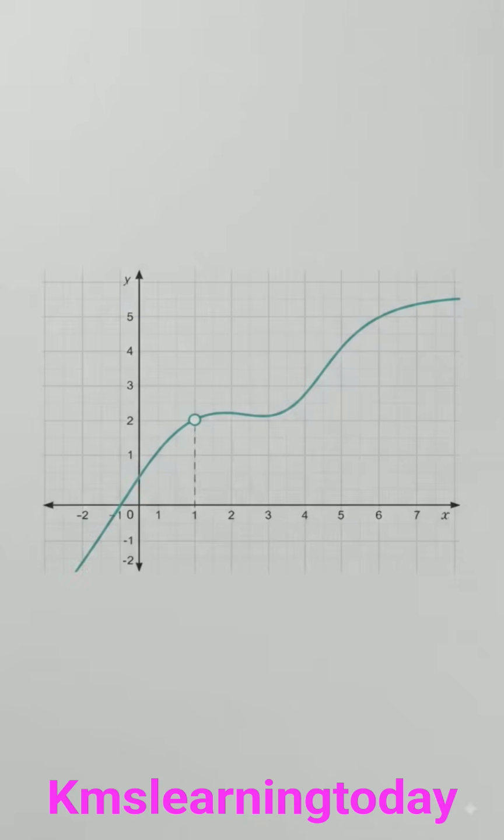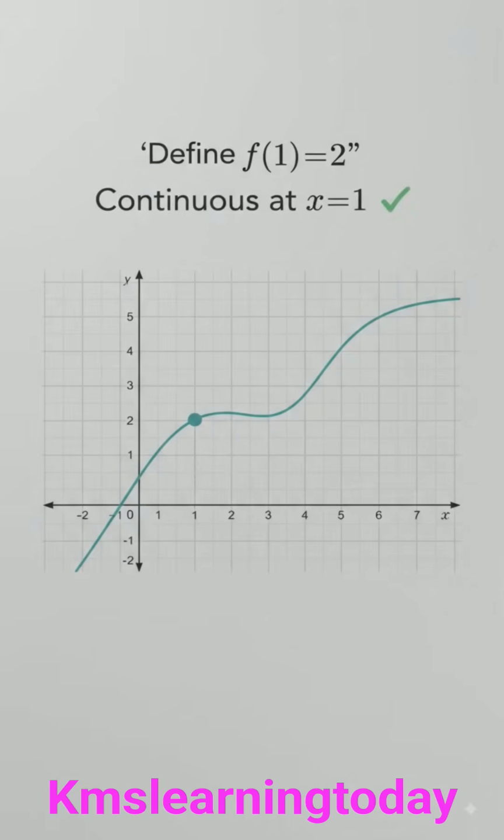We can remove the discontinuity by defining the missing function value. If we set f of 1 equal to 2, the hole is filled. Now the function value equals the limit, so the function becomes continuous at 1.